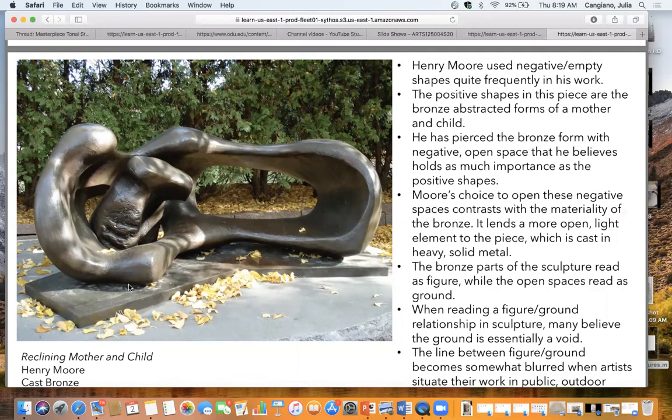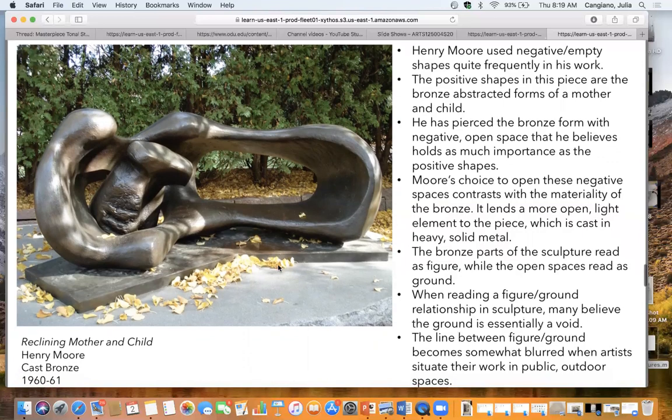So he's sort of piercing into this bronze, this super heavy material, and he's penetrating it and leaving that openness, which is a pretty direct contrast to the heaviness, the solidity of the bronze metal, which is an interesting thing. But the open spaces read and contribute as much to the work as the bronze, in my opinion. And when reading a figure ground relationship in sculpture, many believe the ground is essentially a void, because it's literally all around us, which is the way it is in everyday life as well.